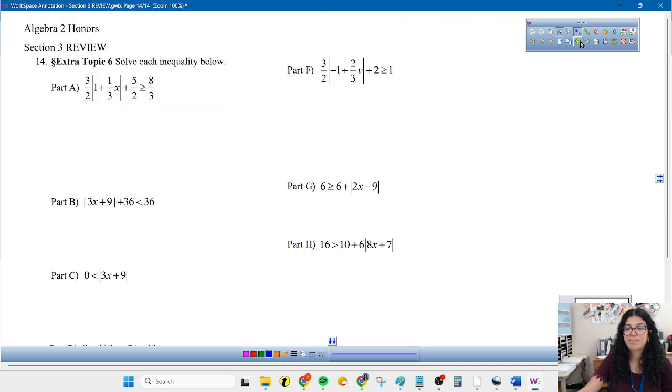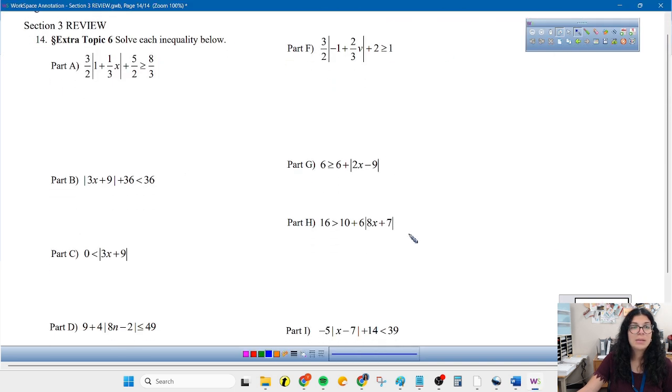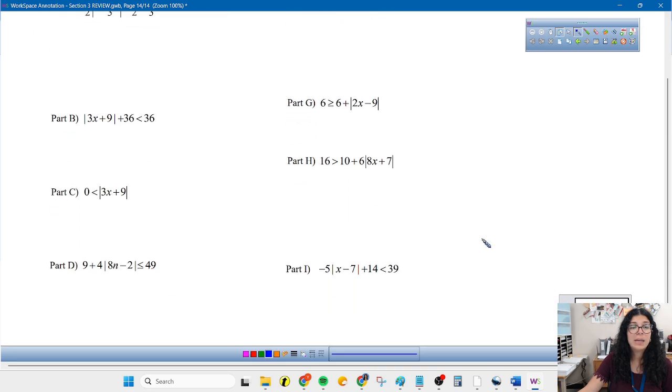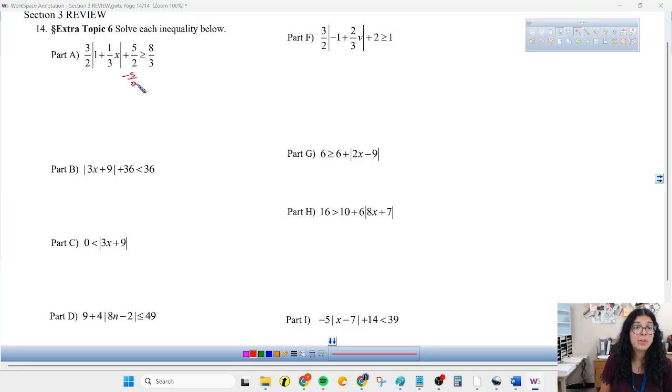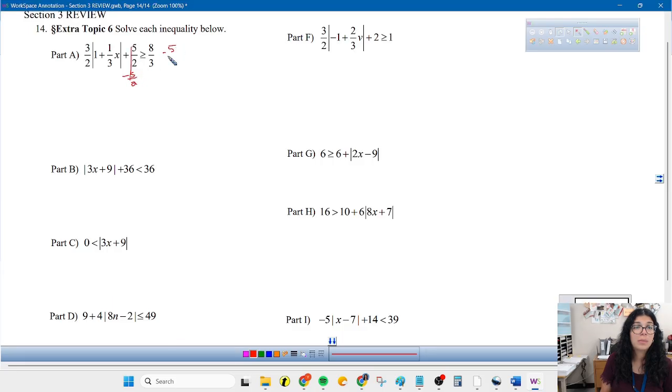Okay. Last one, number 14. We're going to go ahead and solve these inequalities. On the one on the left, I have to go ahead and isolate the absolute value first. So I'm going to subtract 5 over 2, which I need a common denominator for, so I'll have to multiply this one by 2 and multiply this one by 3.